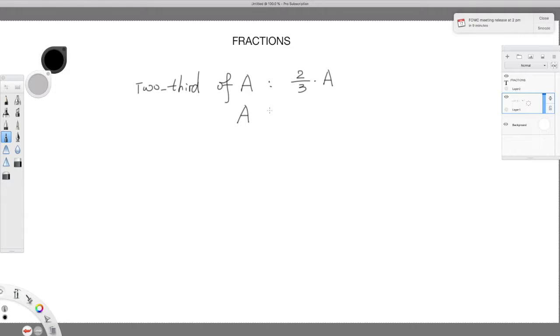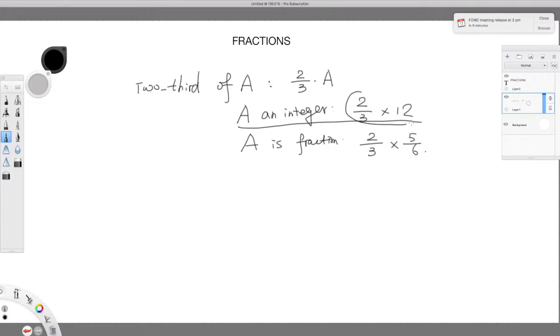And when A is, let's say, an integer, 2/3 of an integer, say 2/3 of 12, it really means 2/3 times 12. And when A is a fraction itself, say 2/3 of 5/6, then it's really 2/3 times 5/6. So you see, when we introduce a fraction, we often first plug in something known, like A is an integer, and try to understand what this means, and then you extend this idea to A being a fraction, and you see that it's really defined as a multiplication of fractions. This is often how different concepts are extended. You see that a fraction of an integer can be extended to a fraction of a fraction.